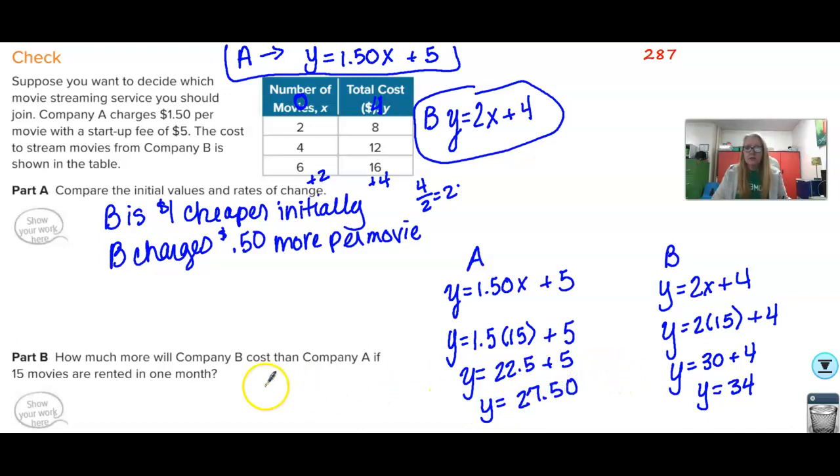All right. So how much more will Company B cost than Company A? We would do 34 minus $27.50, which I probably could have done in my head, but it's early. I'd probably screw it up. $6.50. Okay. There's a $6.50 difference.